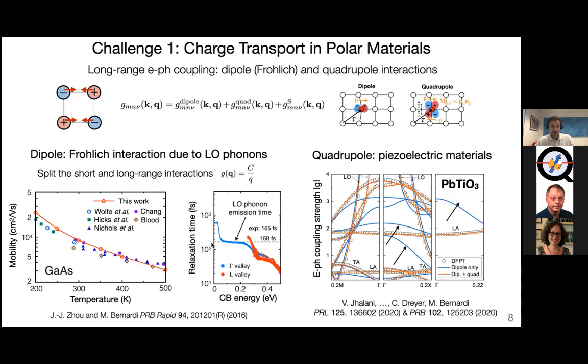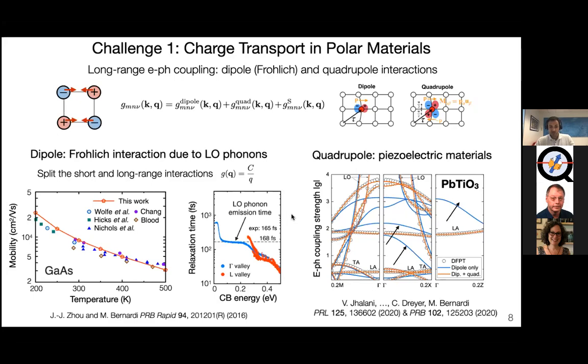But we can also shed light on the microscopic mechanisms. In particular, we predict that for an electron in the conduction band of gallium arsenide, it would take 168 femtoseconds to emit an LO phonon, and that compares extremely well with the experimental time measured in a hot electron transistor of 165 femtoseconds. And so this work then established the accuracy of these calculations for both the macroscopic transport properties and the microscopic mechanisms that govern them.